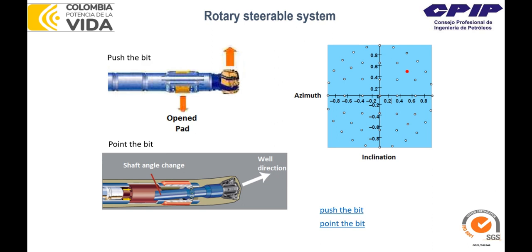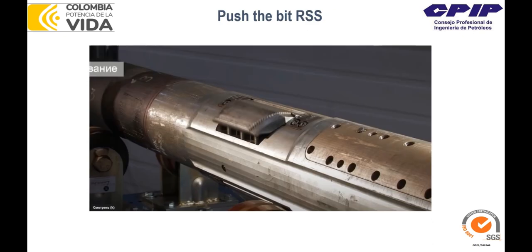And there are two main types of the system right now in the market. Is the system which called push to bit and the system which called point to bit. So I'm also going to use a couple of videos from the service companies, which I believe best demonstrate how exactly these systems are working. Okay, so let's have a look at them. So this is the animation of push to bit system. So let's have a look.